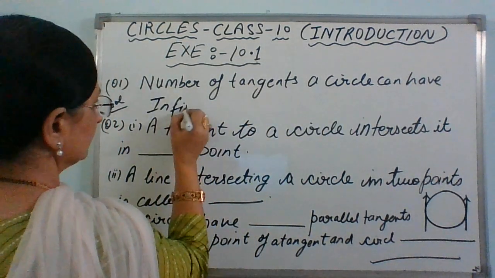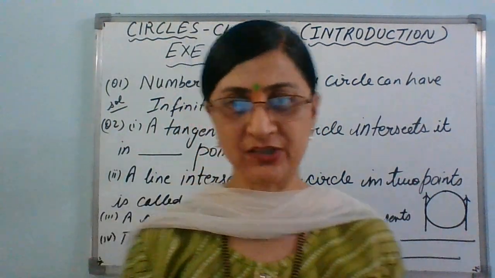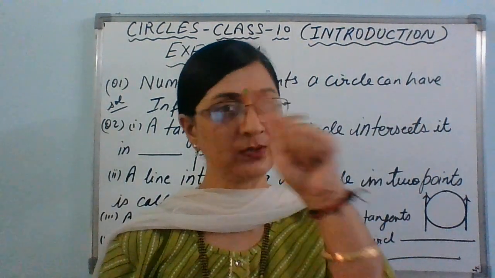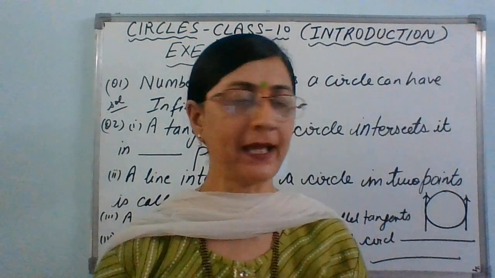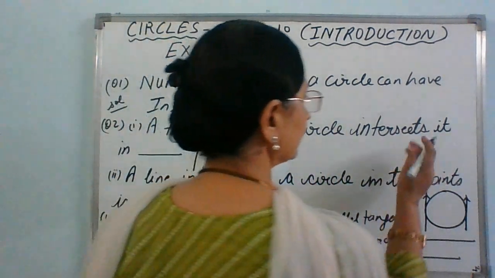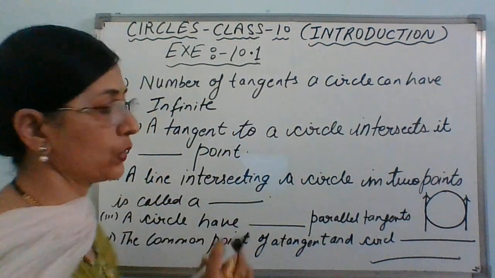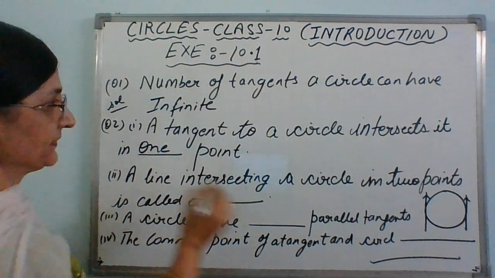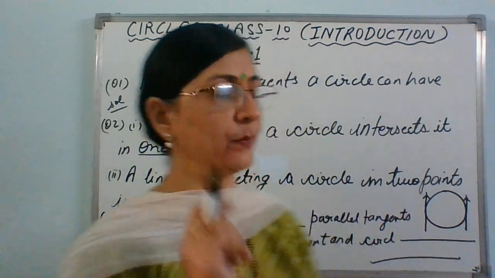Infinite. Just now I explained there are infinite points on a circle, so the tangents will also be infinite, because at every point you can draw a tangent. Second question, there are 4 blanks. A tangent to a circle intersects it in dash point. I said only one point. A tangent touches at one point. So a tangent touches the circle at one point.